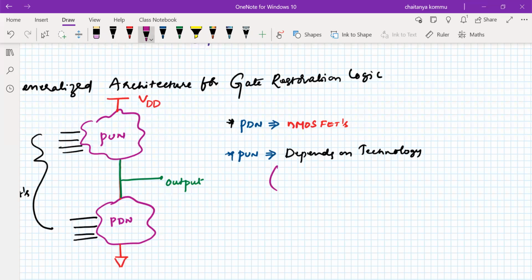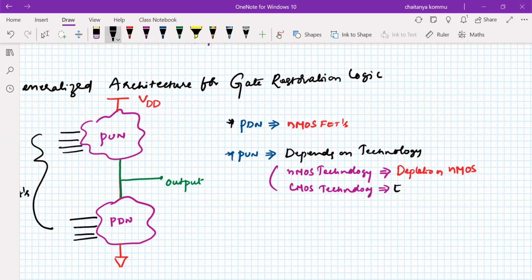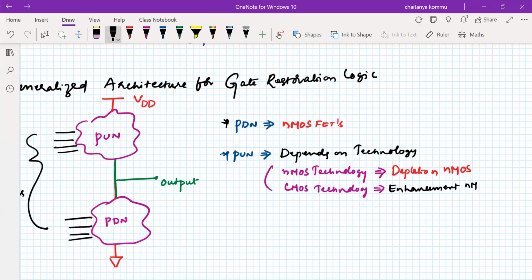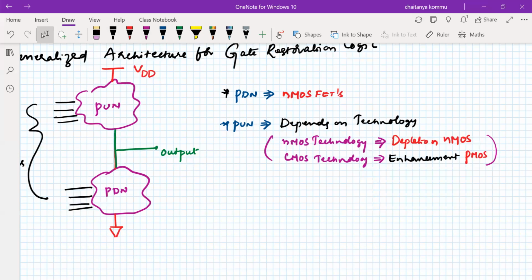For example, if you use NMOS technology, the pull-up network is actually a depletion NMOS. We have to use a depletion NMOS MOSFET. For CMOS technology, we have to use enhancement NMOS. Sorry, enhancement PMOS. I'm extremely sorry. Enhancement PMOS. So this is what we have to remember.